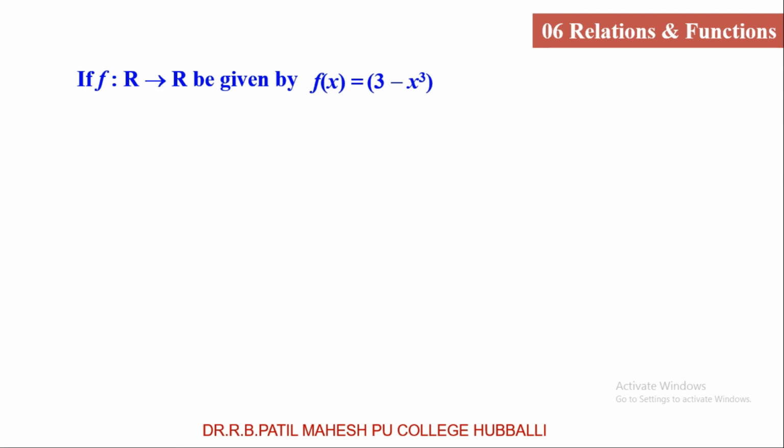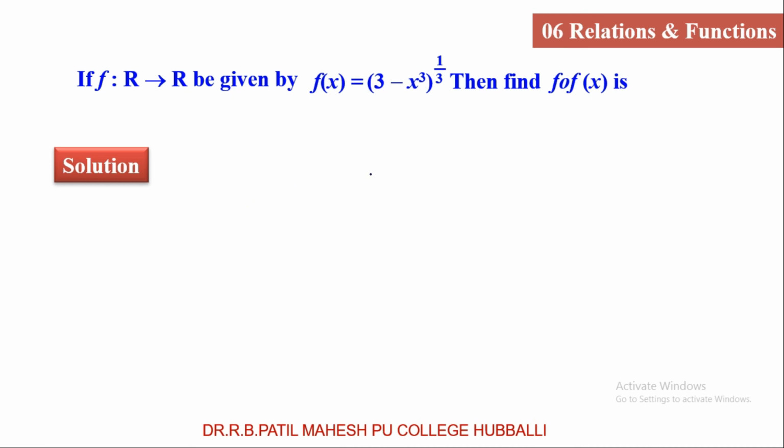Let me take one more example. If f from R to R is given by f of x equal to (3 minus x cube) to the power 1 by 3, then find f composition f of x. Dear students, as I explained, according to the definition, f of x is equal to (3 minus x cube) to the power 1 by 3 is the given function. You need to find f composition f.